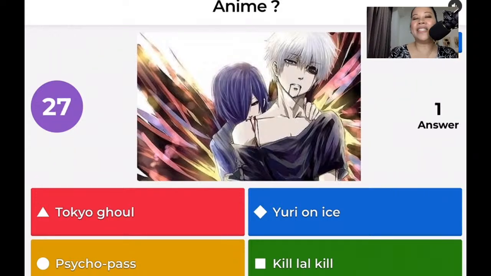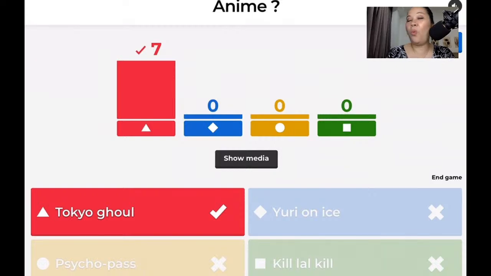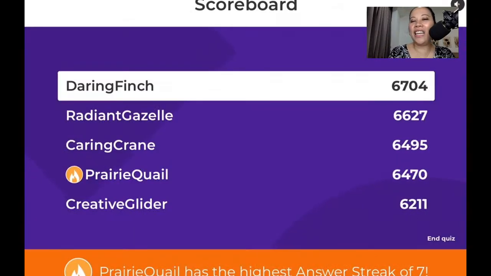Which anime is this? Someone has been... Wow, that was so fast. That is correct. It was from Tokyo Ghoul. And still on the lead is Daring Finch. I wonder who Daring Finch is.